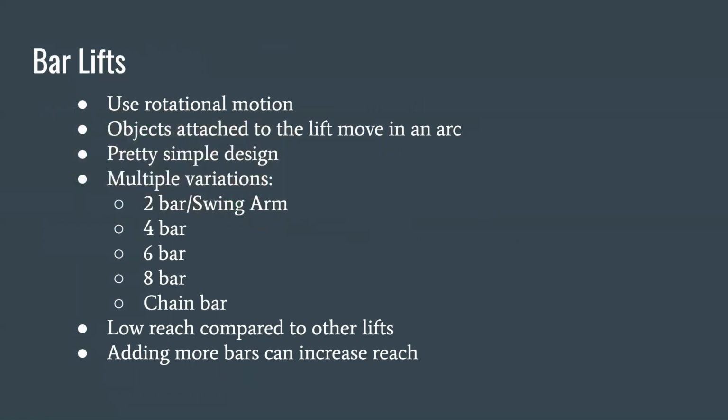So bar lifts are pretty simple in design, and they have multiple variations, including 2-bar or swing arm, 4-bar, 6-bar, 8-bar, and chain bar. However, they do have relatively low reach compared to a reverse bar lift or scissor lift, which I'll talk about later. However, stacking more bars above your existing lift can increase the reach.